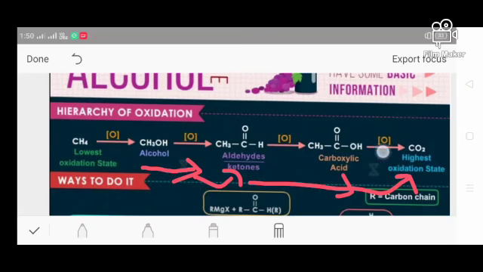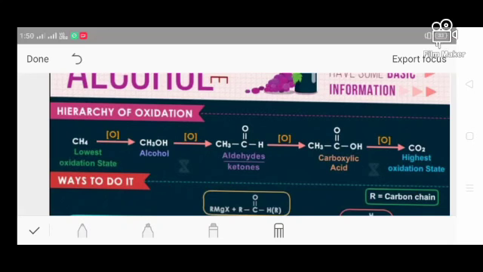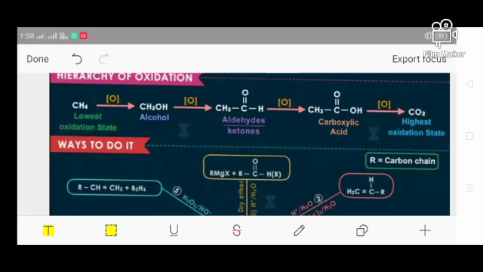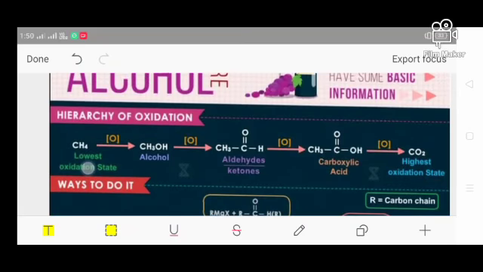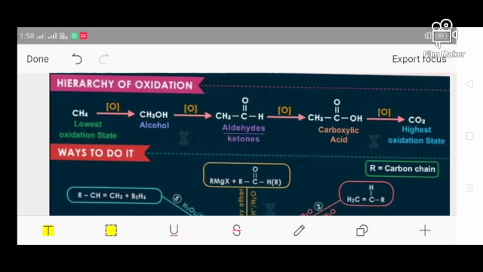So first one is, while you are taking the alcohol, how to prepare the alcohol from the lower oxidation state, like methane. Methane is oxidized to the alcohol, the alcohol is oxidized to the aldehyde or ketone, and when the aldehyde or ketone group is oxidized it forms the carboxylic acid. After that, the carboxylic acid is oxidized to the highest oxidation state, like carbon dioxide gas.